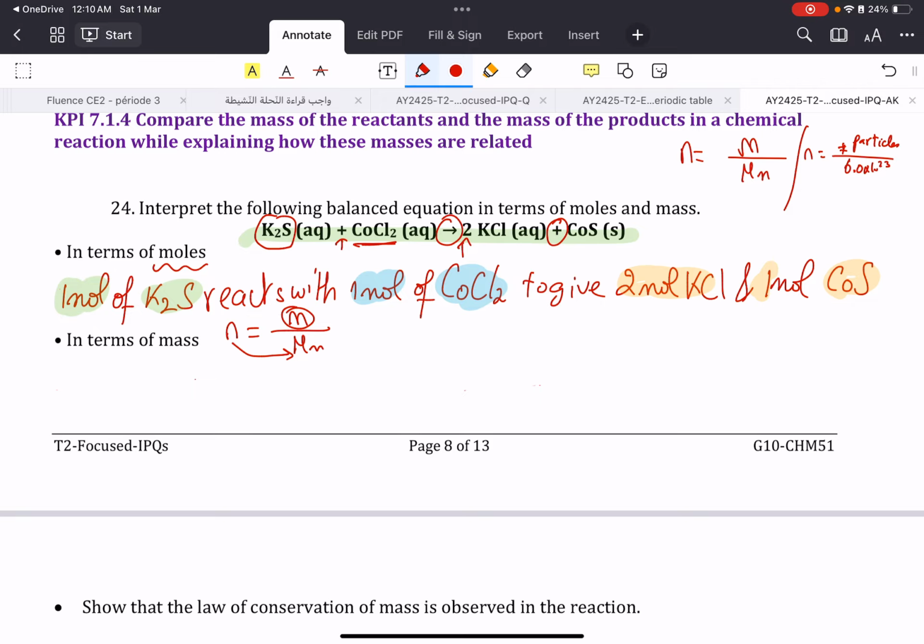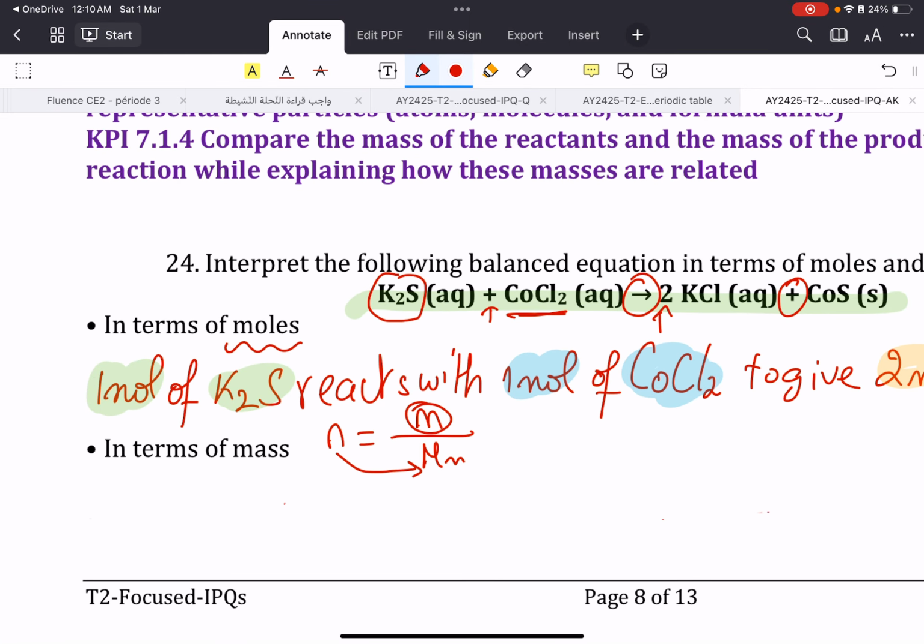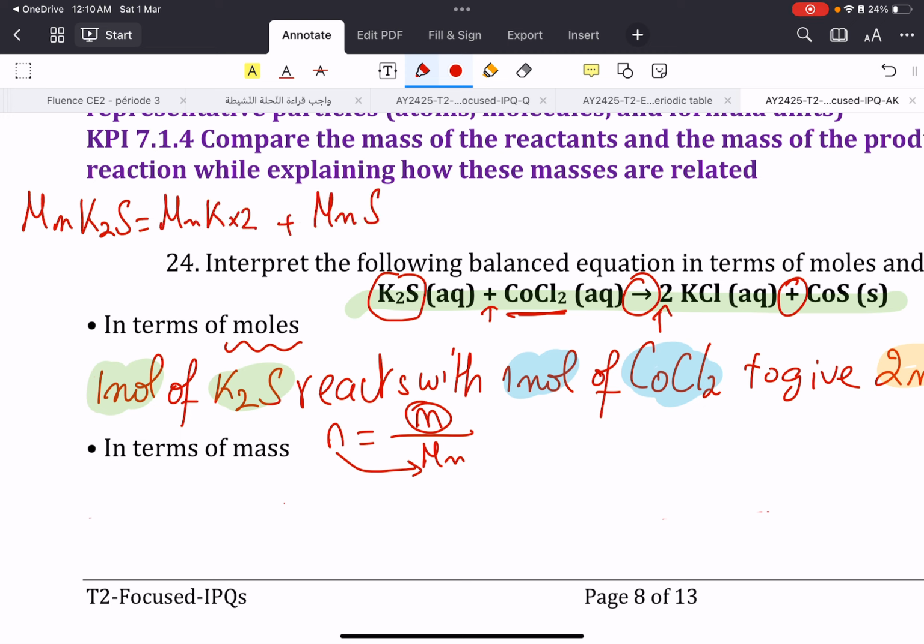So here this is a bit long question. So you need to find the molar mass of all of them. The molar mass of K2S is the molar mass of K times 2 and the molar mass of S, and that is equal to 110 gram per mole. So I would say 110 multiplied by 1, it's 110 gram K2S.